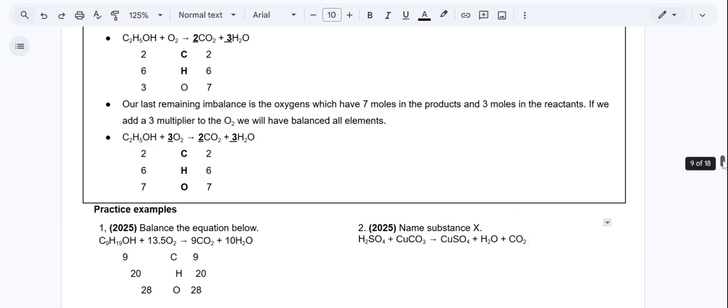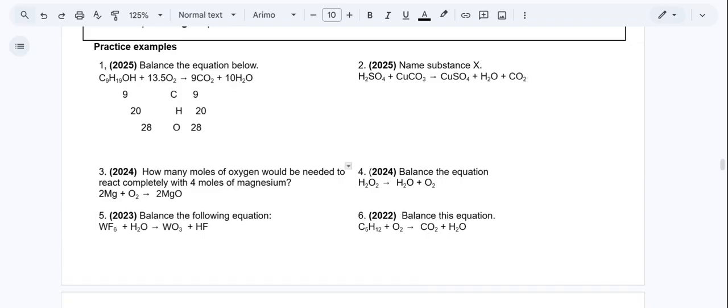A reasonably tricky question, but actually still fairly doable. How many moles of oxygen would be needed to react completely with 4 moles of magnesium? So if 2 moles of magnesium needs 1 mole of oxygen, so here, how many moles of oxygen would be needed to react completely with 4 moles of magnesium? So this question is saying that with 2 moles of magnesium, you need 1 mole of diatomic oxygen to give the 2 moles of magnesium oxide. So here we're saying that 2 moles of oxygen would be needed if we have 4 moles of magnesium.